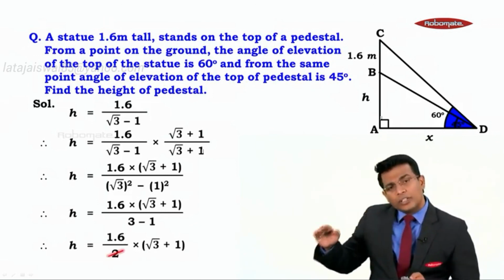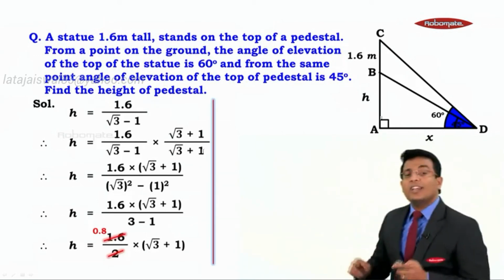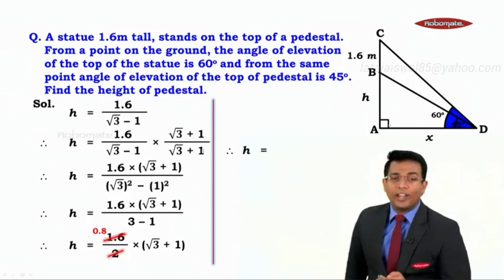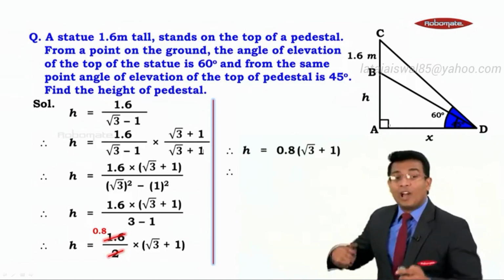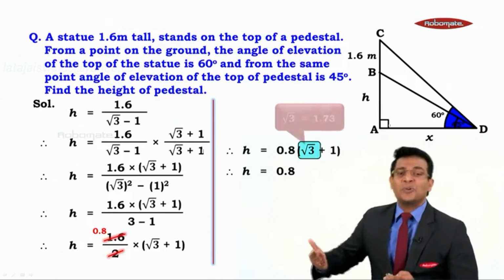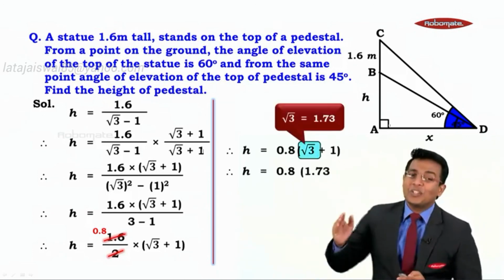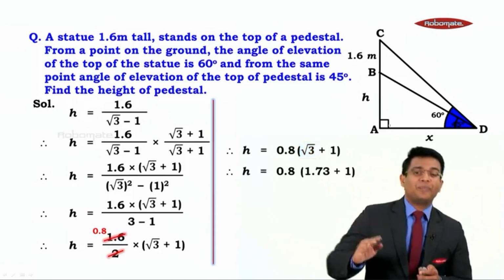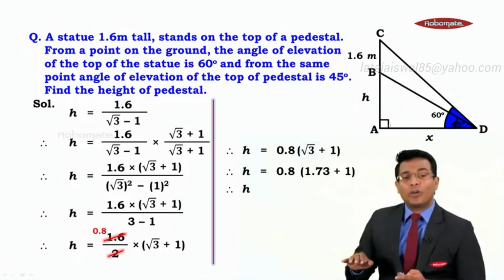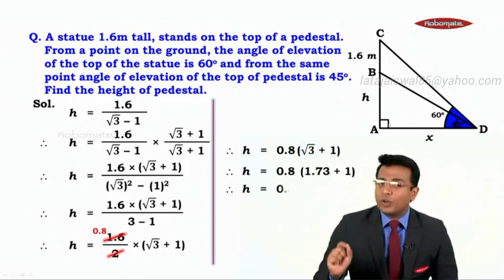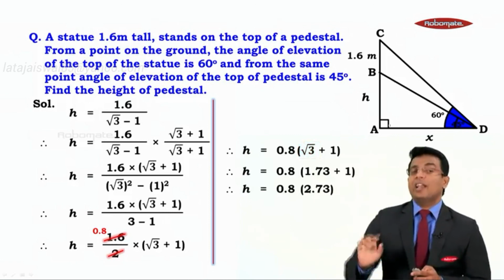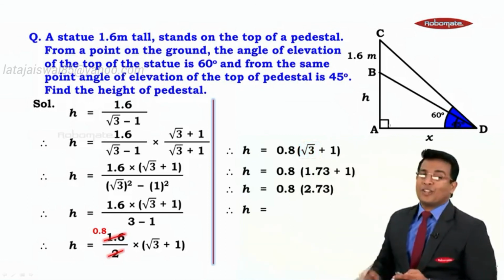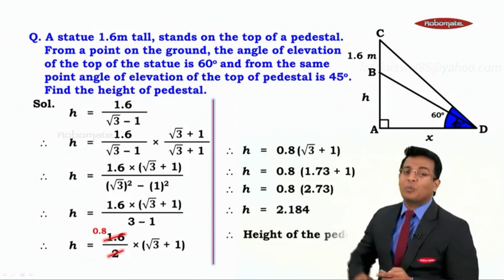Now we can further reduce it. 2 ones are 2, 2 eights are 16, so 0.8. So we have h is equal to 0.8 into root 3 plus 1. Now the value of root 3 is known to us, we know it is 1.73. So we write 1.73 plus 1, which gives 2.73 in the bracket. So h is equal to 0.8 into 2.73. Multiply that, and we get the value of h as 2.184.